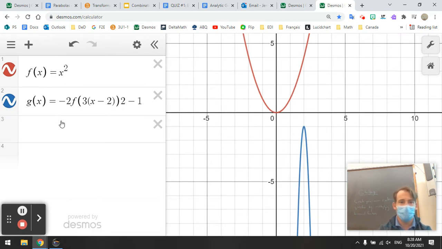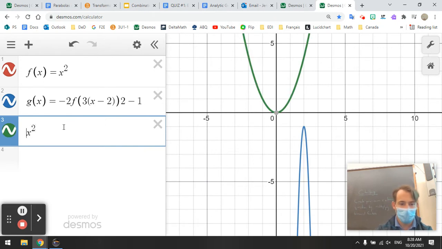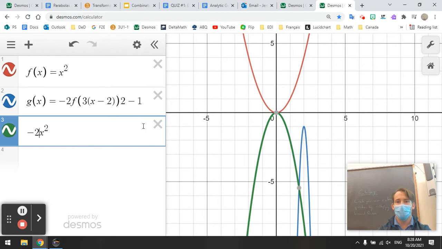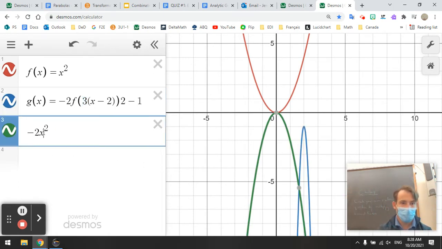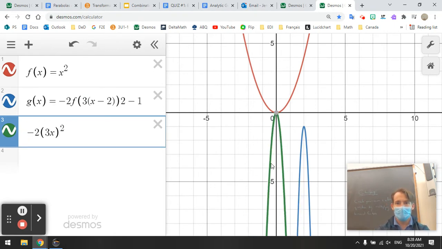And let's see what we do to get there. The first thing that we would do is reflect it in the x-axis. So that would give us negative x squared, like this. So first we can reflect it, and then we could stretch it by a factor 2 in the y-axis, like this. Next, we're going to compress it by a factor 3 towards the y-axis. So we're going to make it narrower by a factor 3. So there, we're going to have to put this x in brackets and multiply it by 3. Now it got narrower by 3. It now has the same shape as this guy.